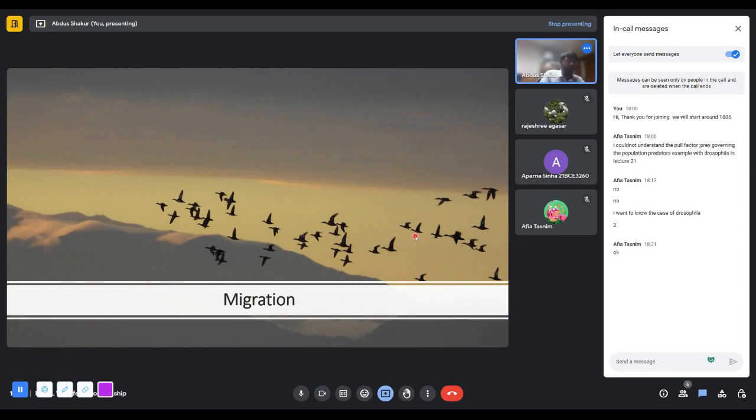Migration, if you want to simplify it, is basically movement of organisms from one place to another. And it's not just other organisms, it's also humans.